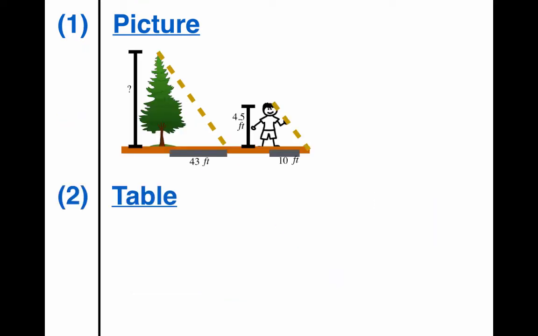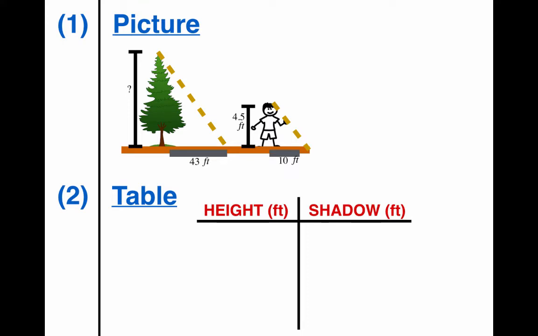So now that we got our picture, let's build a table. The table's going to have 2 things. It's going to be more like a T-chart. It's going to have the height and it's going to have the shadow length, both being measured in feet. So we've got 2 things here. We got the boy and the tree. We know the boy's height is 4.5 feet, and we know his shadow is 10 feet. The tree, though, we don't know its height, so that's our x. That's our variable that we don't know, but we know its shadow is 43. We can totally solve for x.